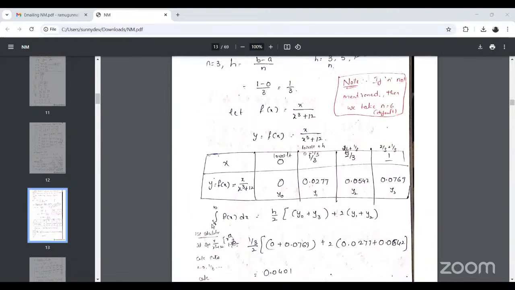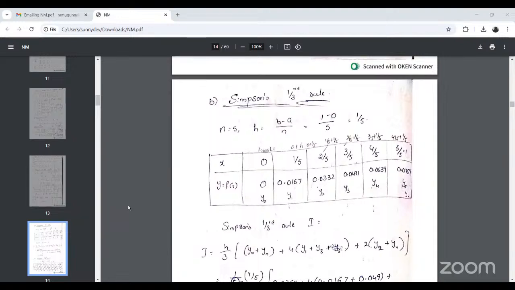Now, the integration of f of x. What is the trapezoidal rule? First term plus last term, and plus 2 into the remaining terms. So the h value is 1 by 3, 1 by 3 by 2. The first term plus last term is 0 plus 0.769, plus 2 into the remaining terms, 0.00277 and 0.0542. This is the thing.